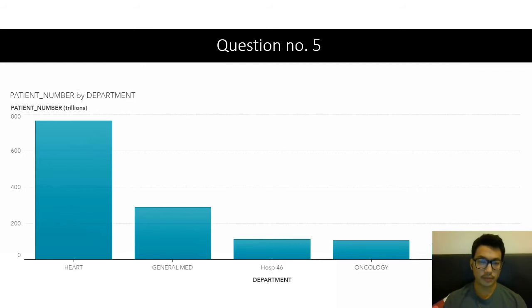Top five departments by patient number here are Heart, General Med, Hospital 46, Oncology, and Transplant.